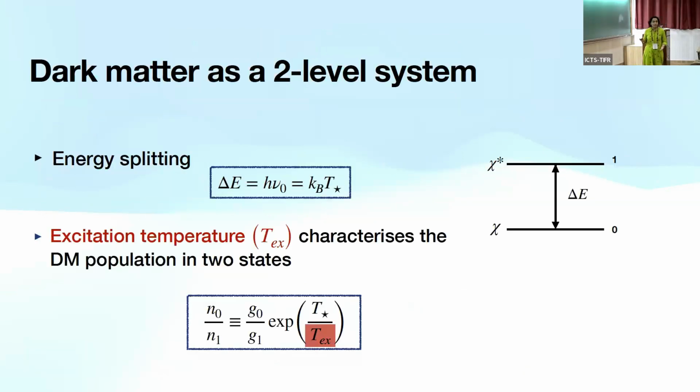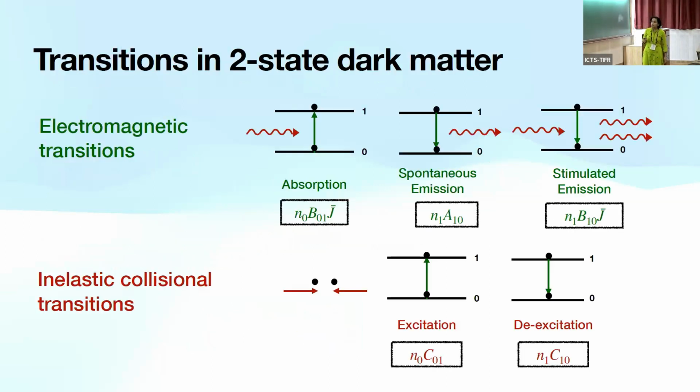Okay, so to do the physics of absorption lines, we can simply consider dark matter to be a composite particle with two states. This is the ground state and the excited state with an energy splitting delta E. Now, dark matter is going to populate both of these states, which we can write using the Boltzmann law, where the excitation temperature characterizes the dark matter population. Now, the different processes that are going to affect this population are of two kinds. So if dark matter has a small electromagnetic coupling, then it will just be a photon absorption or an emission, which will decide the population or the excitation temperature. And if dark matter has self-interaction, then there can be inelastic collisions, where collisions can cause this excitation or de-excitation.